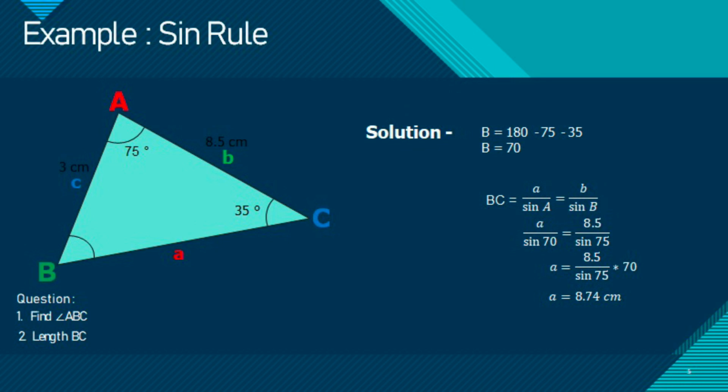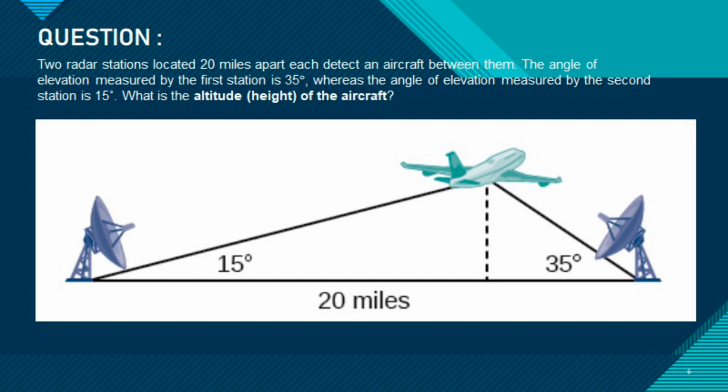So I give the next question to Amy and Mizan to solve. This is the question given for our group. Let me read it for you. Two radio stations located 20 miles apart each detect an aircraft between them. The angle of elevation measured by the first station is 35 degrees, whereas the angle of elevation measured by the second station is 15 degrees. What is the altitude, which is the height, of the aircraft?